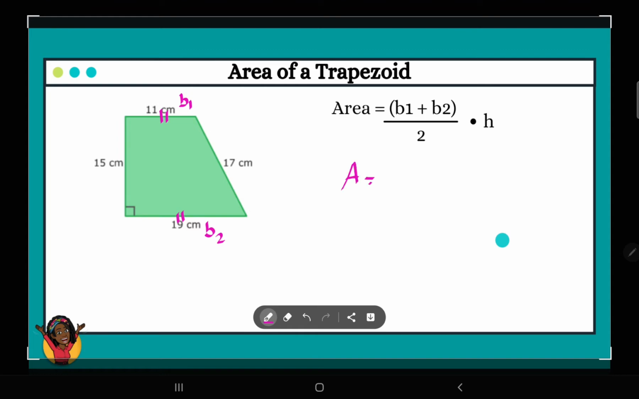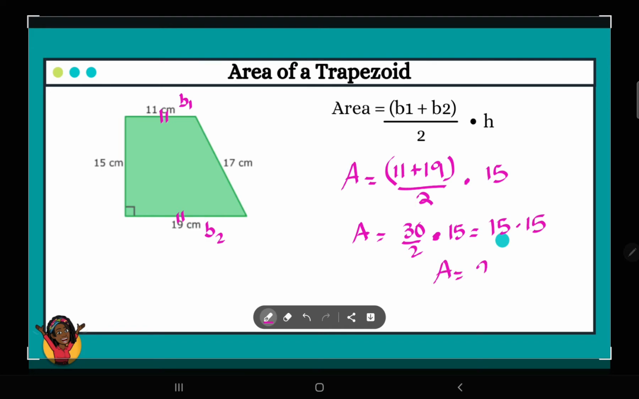So the area is equal to 11 plus 19 divided by 2 times the height of 15. 11 plus 19 is 30 divided by 2, and then we're going to multiply that by 15. So that gives us 15 times 15. 15 times 15 is equal to 225. And our unit is centimeters squared, so the area of this trapezoid is 225 centimeters squared.